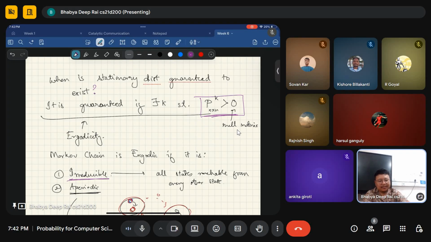So this is not the null matrix. So why is it? Yeah, this is all values greater than 0. Okay, good.